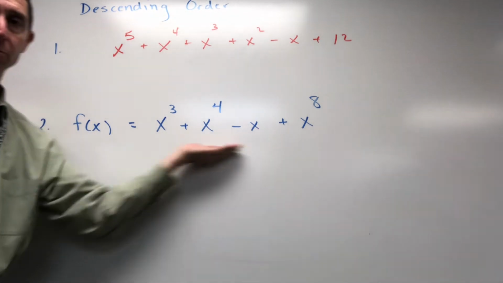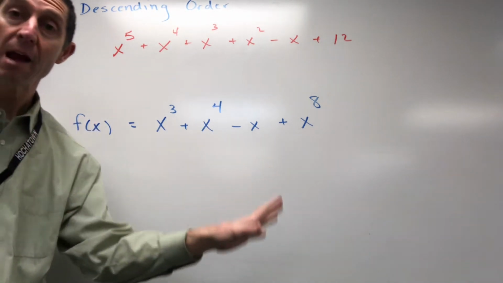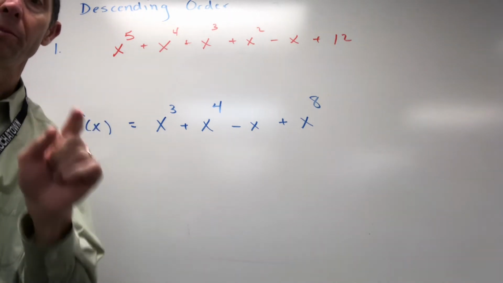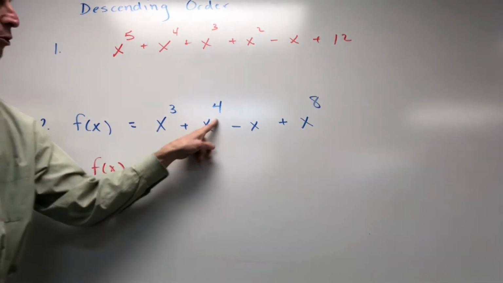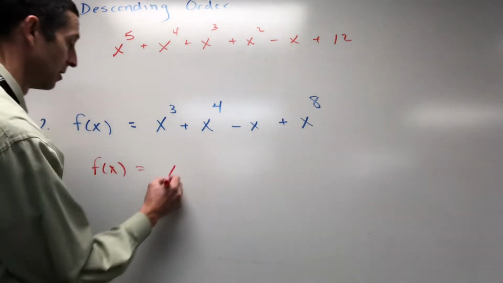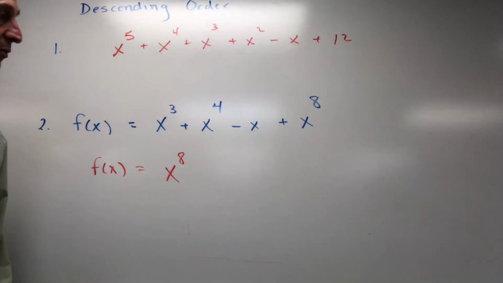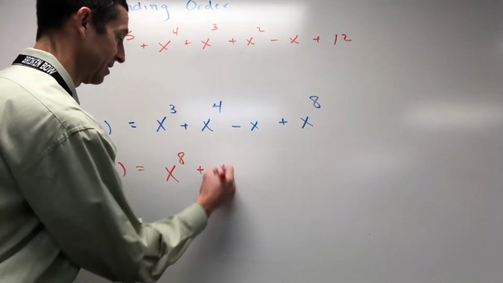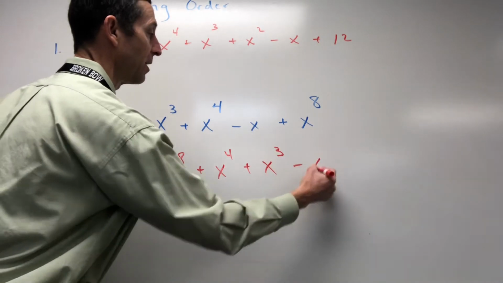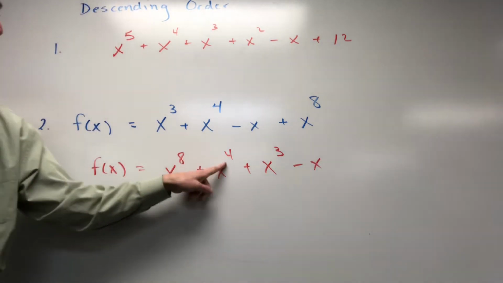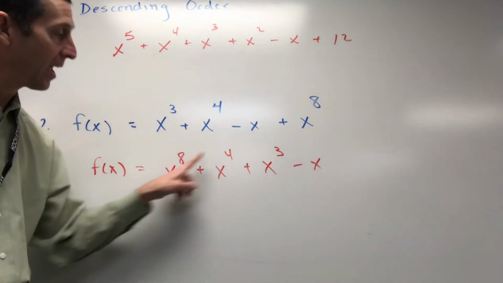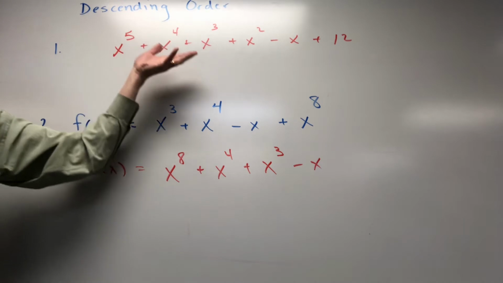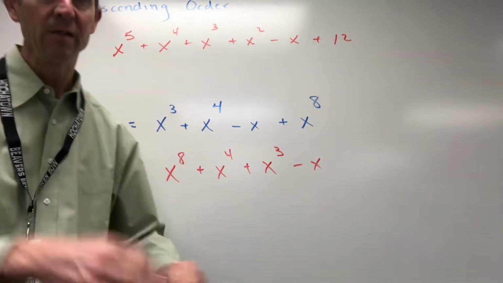So if you have a function right here, this one is not in order. You need to put it into order. So if we redo this, eighth power is the largest, so it goes first. Fourth is next, then third power, then first power. 8, 4, 3, 1. So putting them in order of the exponents is called descending order. It's a big deal. Get them in order, get organized.